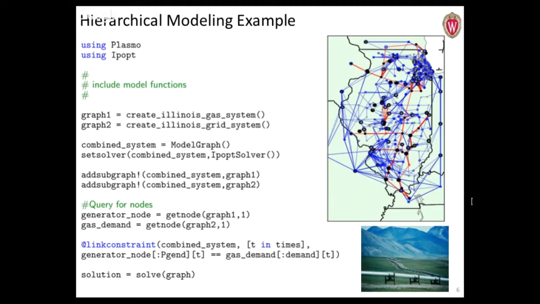Then you would create this combined system. Say I have a new model graph. We're still going to use IPOPT in this case, and then we're going to add the subgraphs to the combined system. This is going to do that hierarchical topology. In this case, I'm just going to query for a couple of nodes from each graph, link them together in the higher level graph, and then I can solve that. So this is a really nice way to manage the complexity when you're trying to build really large hierarchical models.